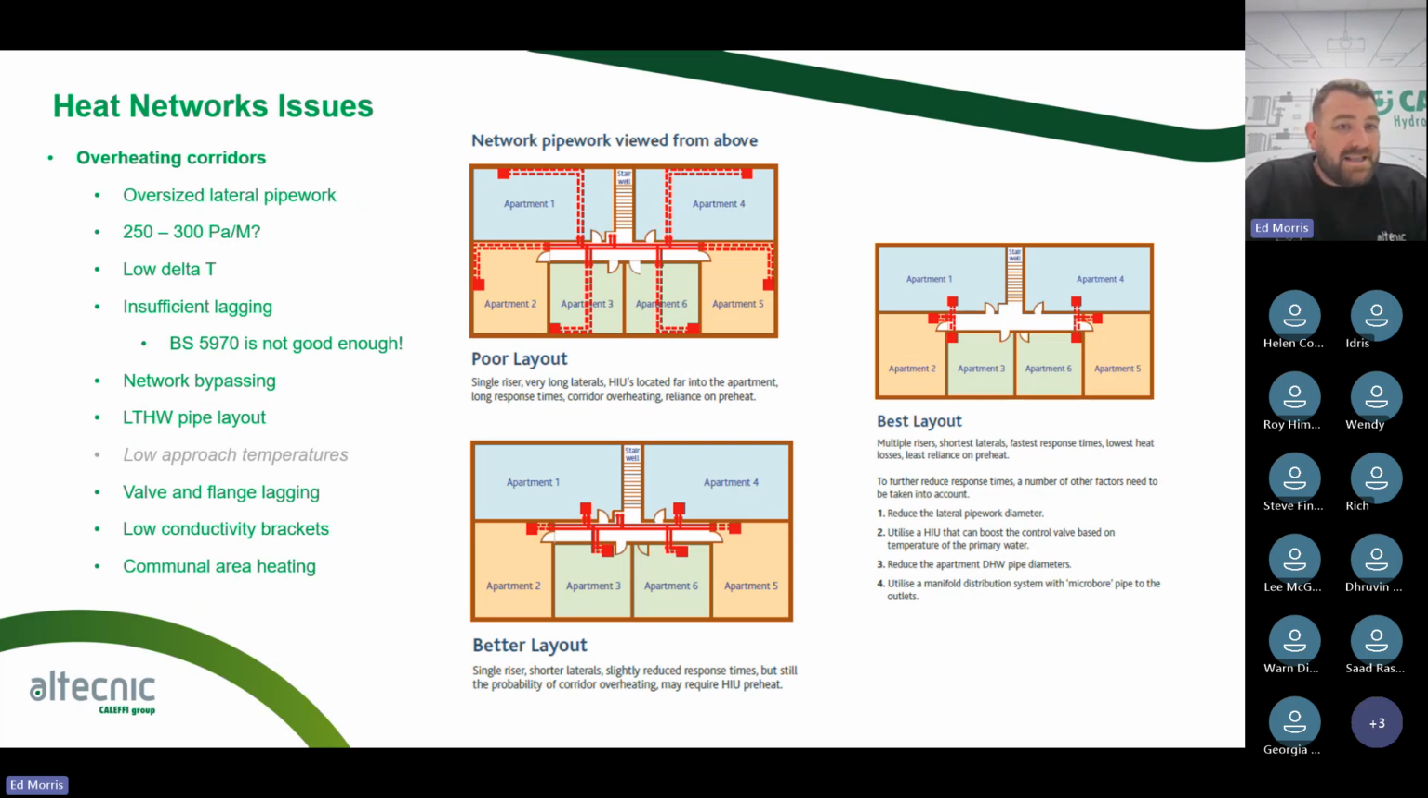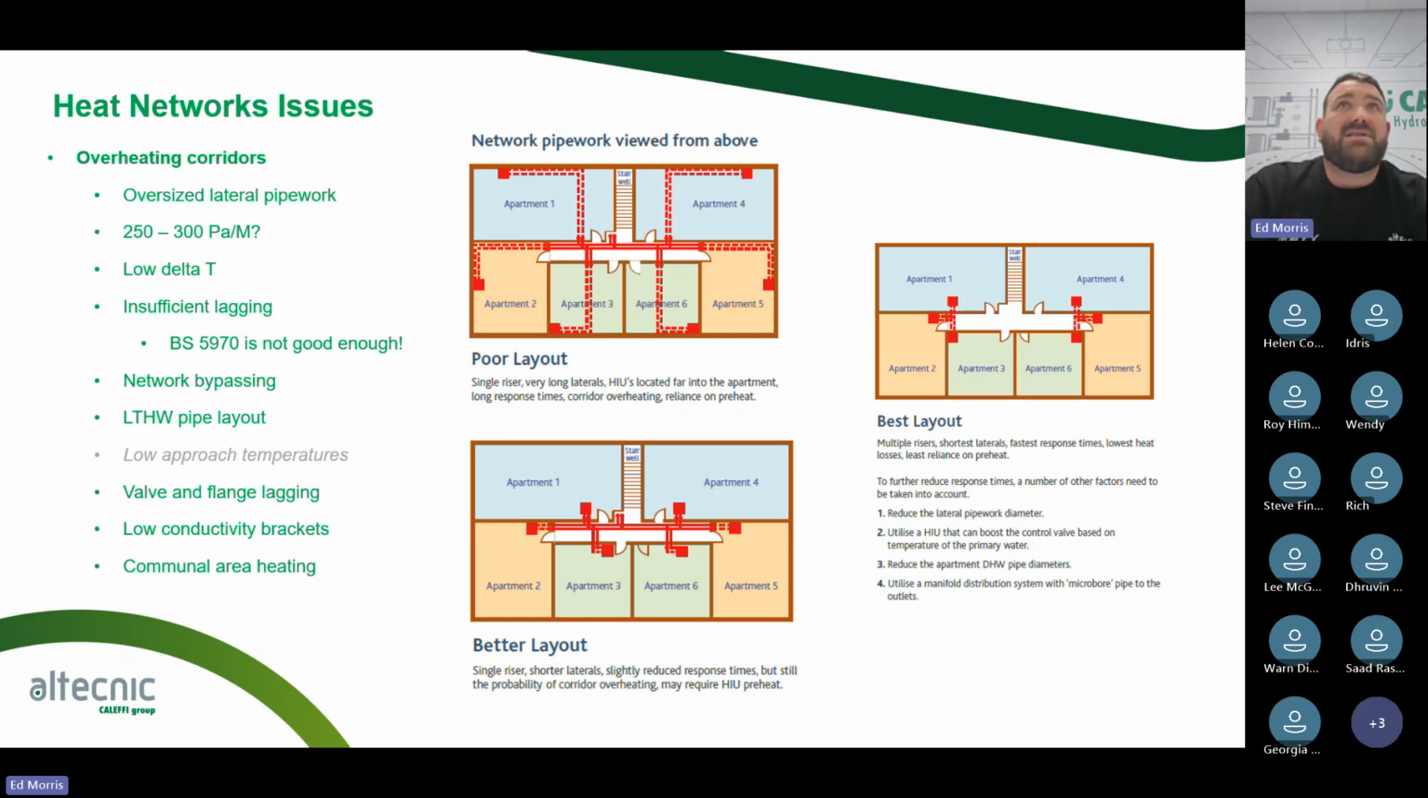Insufficient lagging, BS 5970 is not good enough. We need to look at it. We need to move forward. Network bypassing, again, we said, network bypassing is an open loop. The low temperature hot water pipework lagging is the key to optimally get that right. Valve and flange lagging, it's all great if we start to lag valves and pipework, but we've got to remember there's valves and there's flanges in there as well. They also need lagging. Low conductivity brackets, so the bracket doesn't work as a heat emitter. We keep as much heat as we can, but also communal heating areas, we've got to keep those to a minimum and try and do it as best we can when it comes to the layout.